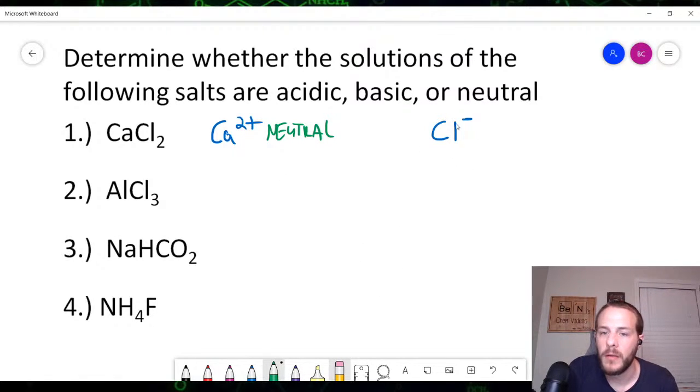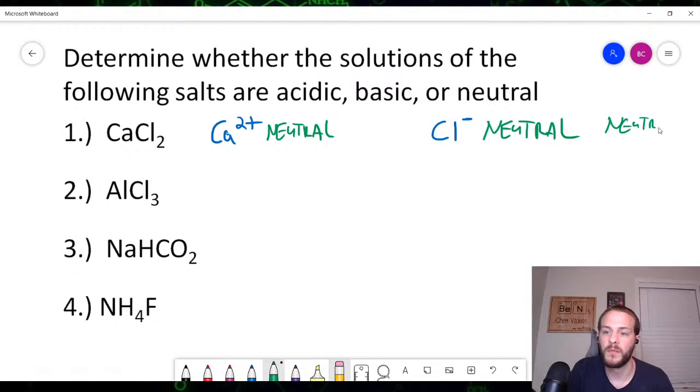And if you have Cl-, well, Cl-, right, is that the conjugate base of a strong acid or the conjugate base of a weak acid? Well, Cl-, that's the conjugate base of a strong acid, right? HCl, that's a strong acid. So if you have your anion, which is the conjugate base of a strong acid, then that's also going to be neutral, right? And since we have a neutral cation with a neutral anion, our solution will overall be neutral.